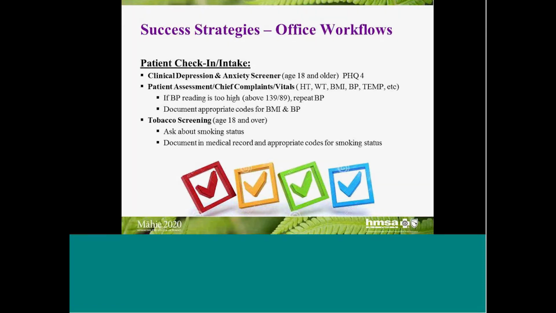On the day of the appointment, as part of your check-in process, have the patient complete the clinical depression and anxiety screener. For patient assessment, chief complaints, and vitals, always be sure to take their height, weight, and BMI. If their blood pressure reading is too high, anything above 139/89, go ahead and repeat the blood pressure reading. You could get a lower reading on subsequent measurements, and don't forget to document the appropriate codes for BMI and blood pressure on your claim form. That'll save you a little bit of time from trying to input it manually in Cozeva. For tobacco screening, patients age 18 and over, be sure to ask about smoking status. Document that in the medical record and include the appropriate codes for smoking status on your claim form.